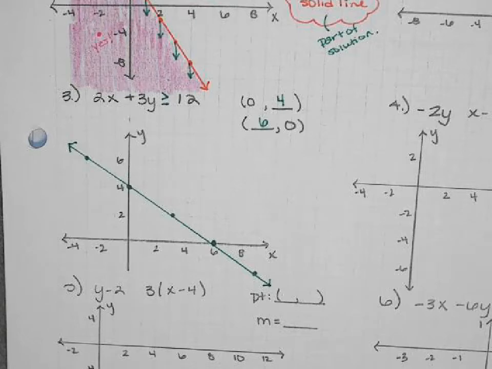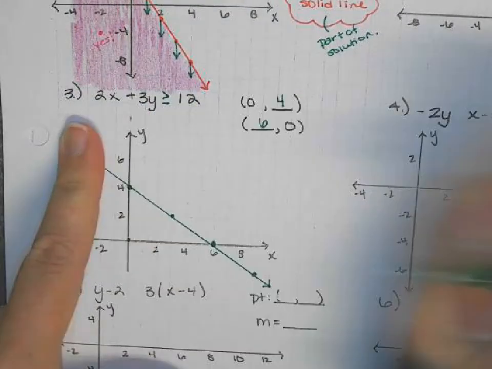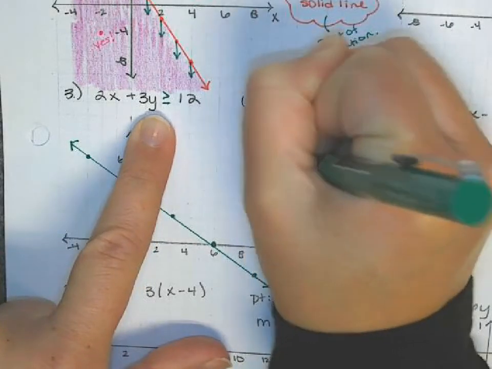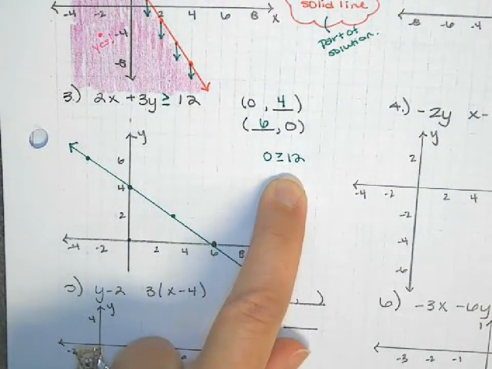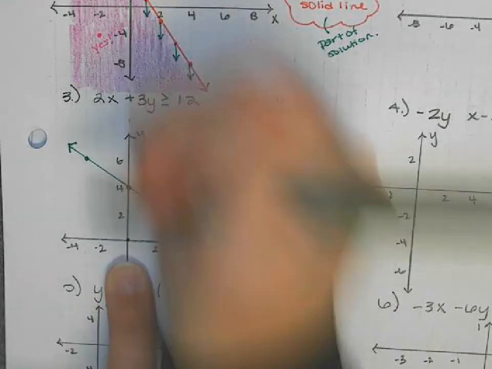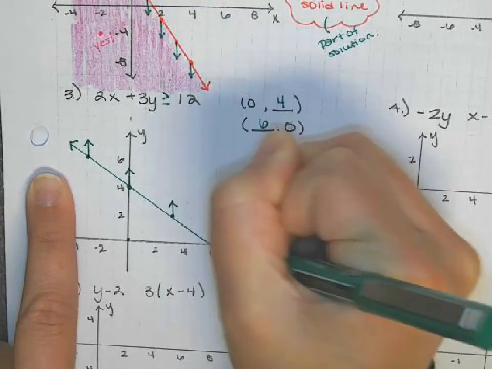Okay, now am I going to shade up or down? And if you're not sure, plug in a point. What's the easiest point to plug in? 0, 0. So if I plug in 0, 0, this point right here, I would have 0 plus 0 is 0, is greater than or equal to 12. Is 0 bigger than 12? No. So I know 0, 0 is not part of the solution. So that means I'm going to be shading up on my graph, above the line.